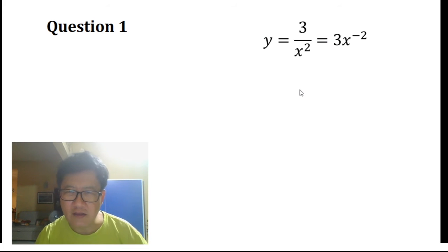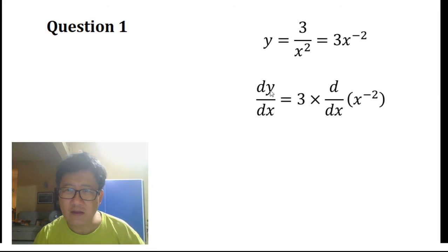Let's try and get the dy dx from here. Now the first thing to do is to transform it into this format, 3x to the power minus 2. This is difficult to imagine how to differentiate, but this will be easier. So the first thing is to transform it to this format, and then after that we say that dy dx equals 3 times the differentiation of x to the power minus 2, and that is simple to do.